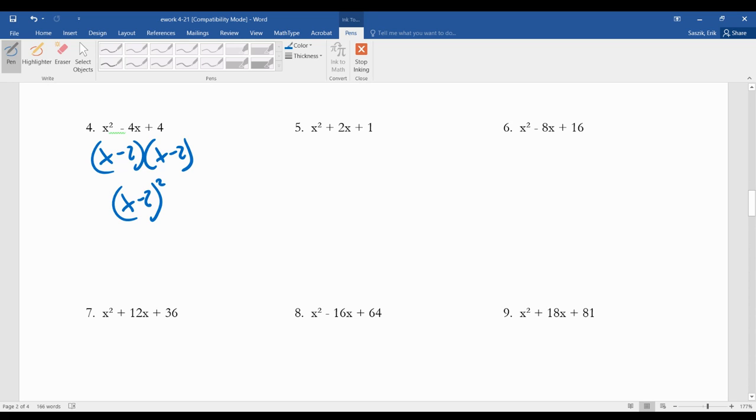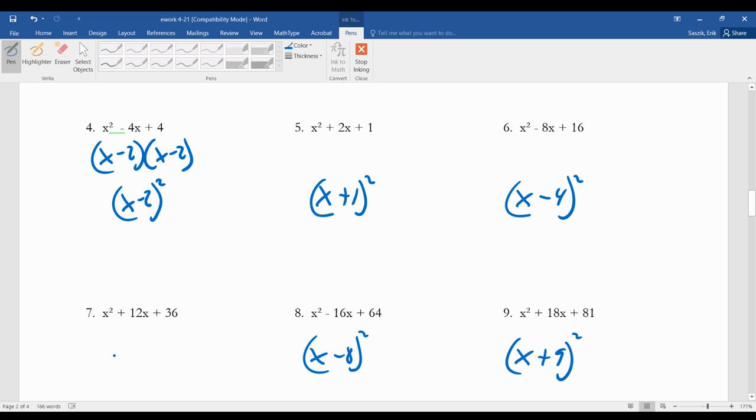I'm hoping that this factoring rings a bell. What we're going to be doing in our lesson today, when we get to the new stuff, is we're going to create one of these perfect square trinomials. But this is all old stuff. We've done this before. This is going to be x plus 1, 2 of them. This is going to be x minus 4, 2 of them. This is going to be x plus 9. This is going to be x minus 8. This is going to be x plus 6 squared.